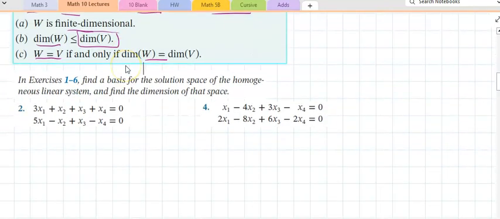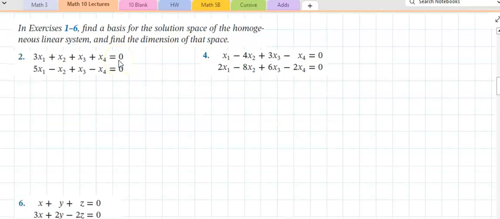Now let's talk about bases and how to find them. What we're going to do in this section, we're going to come back to in the following chapters and use over and over. They just have different names, but it's the same exact analogy. So I'm looking at problem number 2, and it states, find a basis for the solution space of the homogeneous linear system and find the dimension of that space.